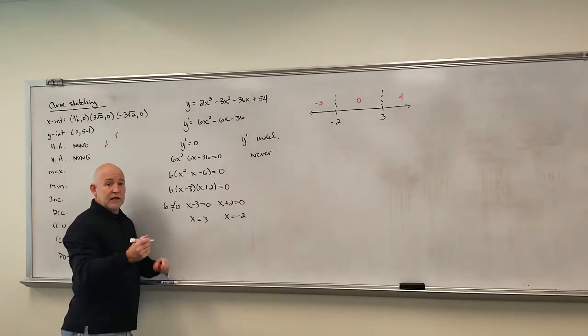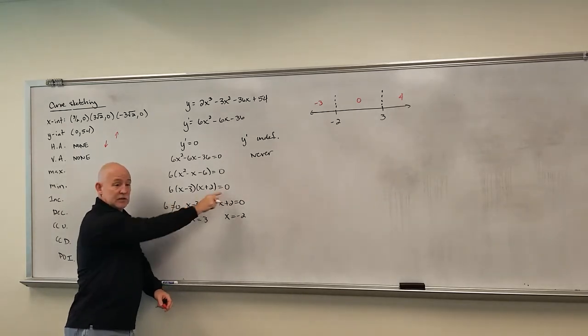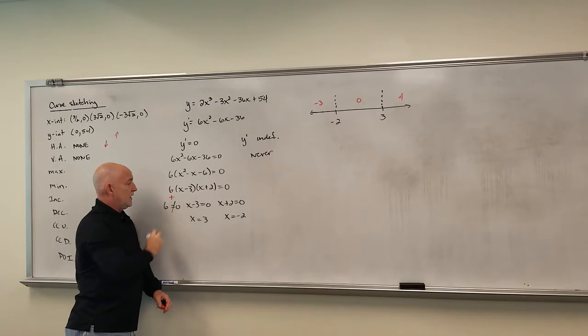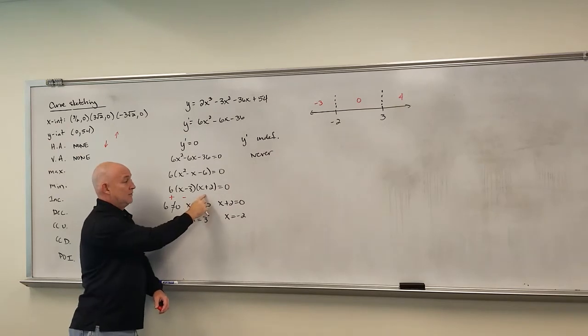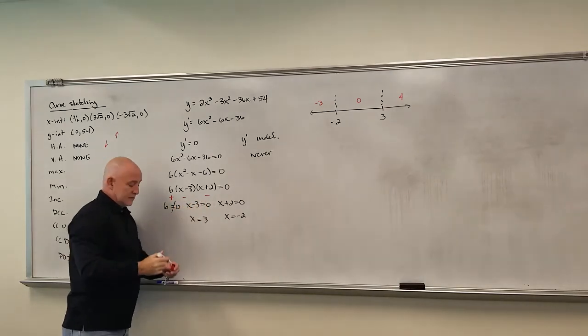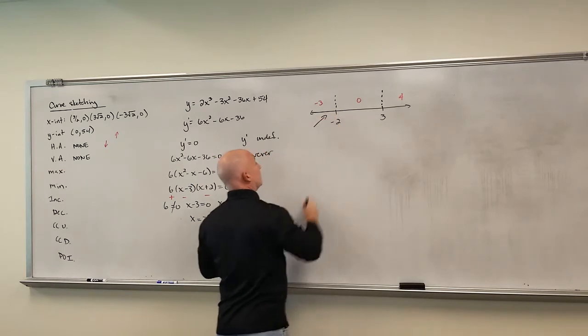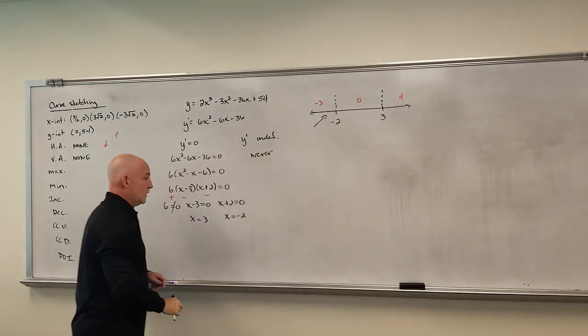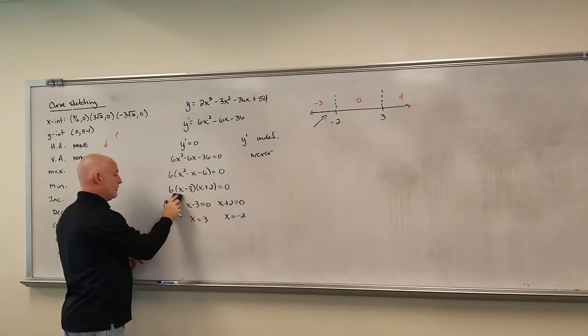Watch, if I plug a negative 3 into this expression, well, the 6 is always positive. Negative 3 minus 3 is negative. Negative 3 plus 2 is negative. Positive times a negative times a negative is actually a positive, which means over here it is increasing. Now notice I didn't actually care what value I had there. I'm only worried about positive or negative.